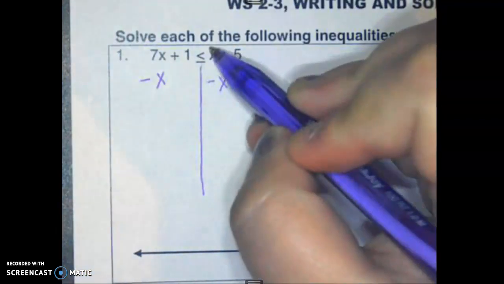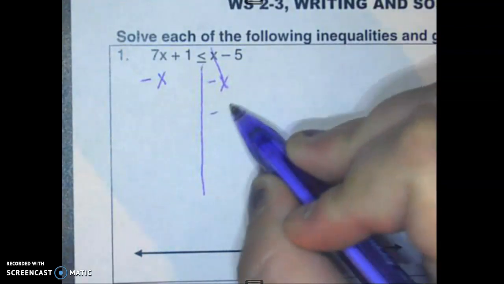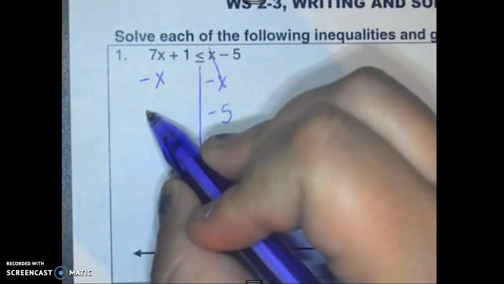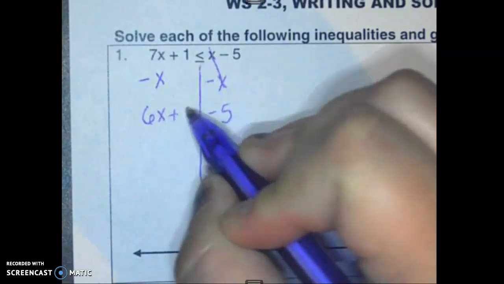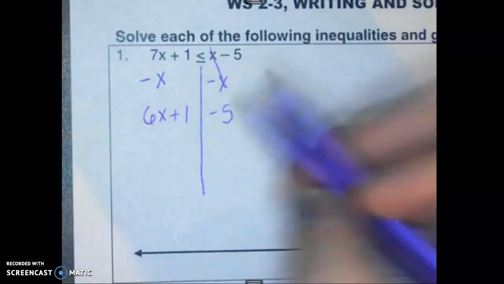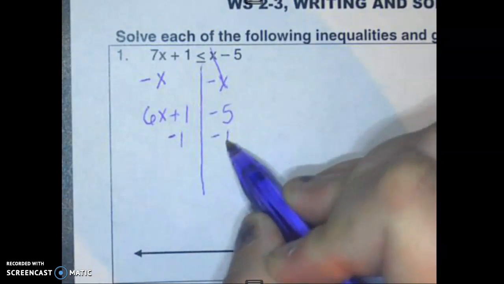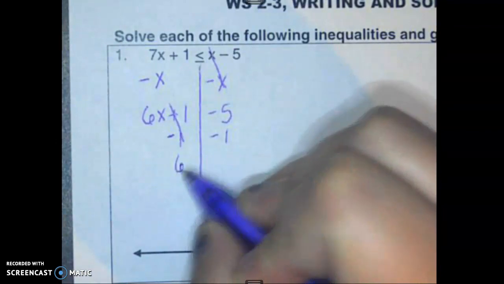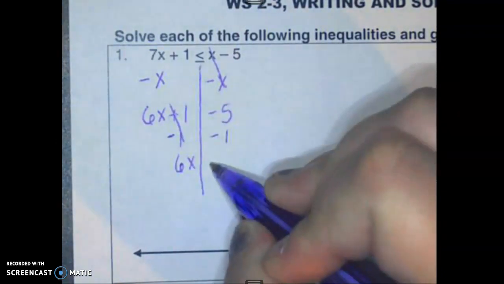These cancel. What am I left with on this right side? -5. What is 7x minus x? 6x, plus 1. Subtract 1 from both sides. I'm now going to subtract 1 from both sides. It's called doing the inverse operation of it. We have 6x, -5 minus 1.